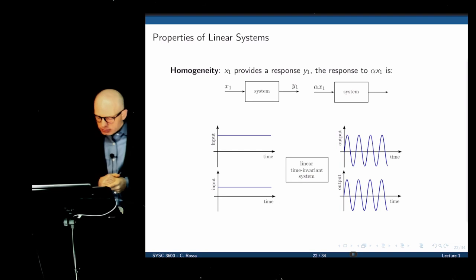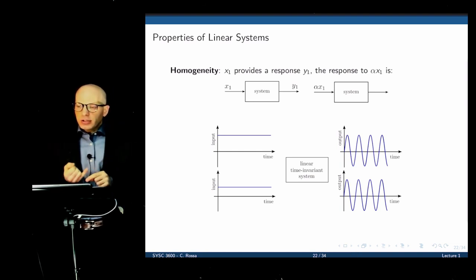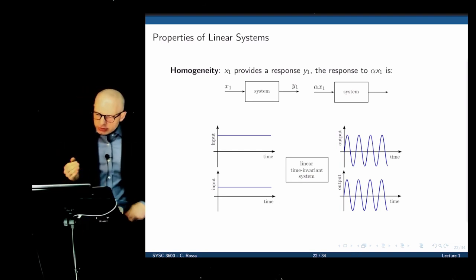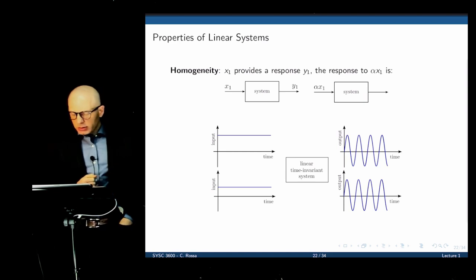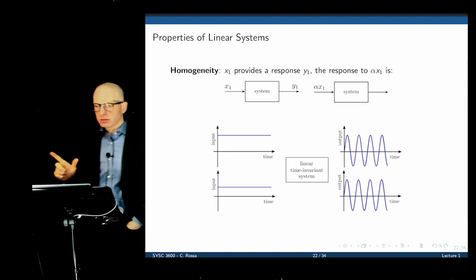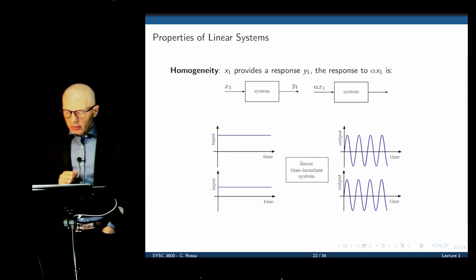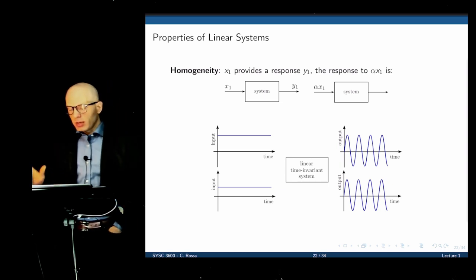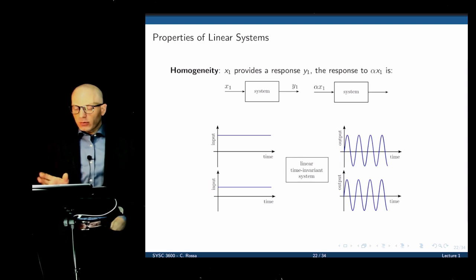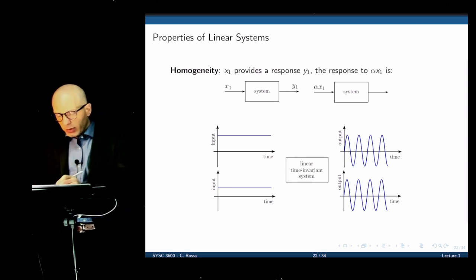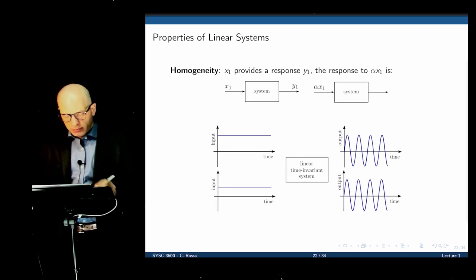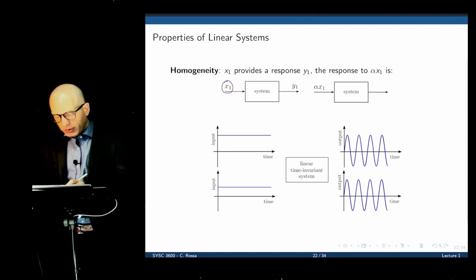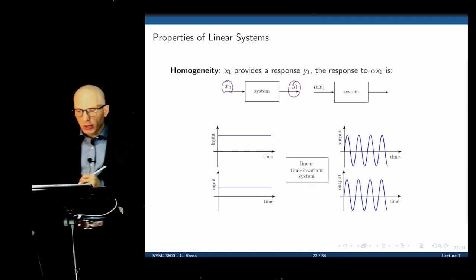So as I said, these systems are linear and time invariant. So let's first see what a linear system is. A linear system must meet two requirements. The first one is that the system must be homogeneous. This means, for example, that if we have a system and we give it an input x1, we obtain the output y1.